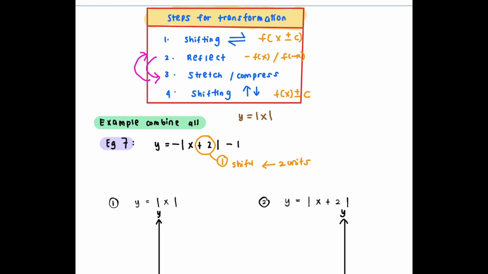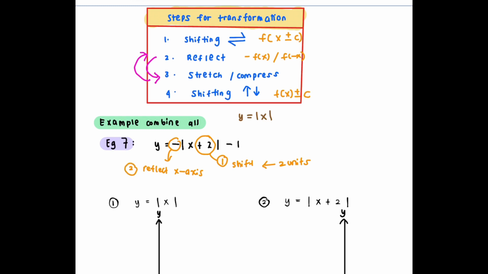Okay. Then you have the reflection, which is negative. Negative outside means reflect about x-axis. Okay, negative outside. That is your second step.